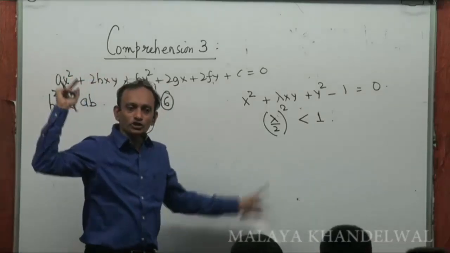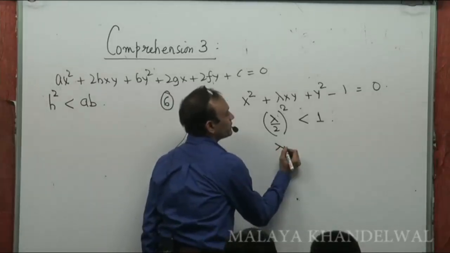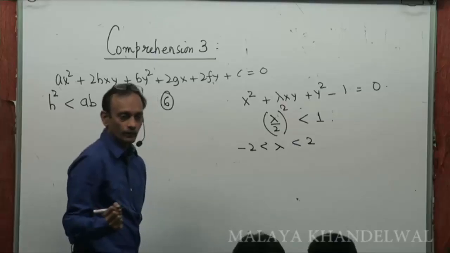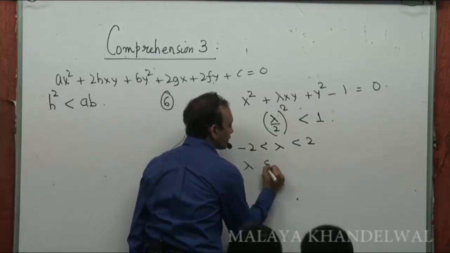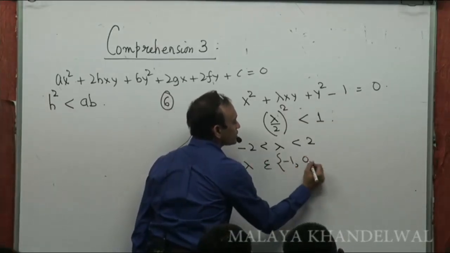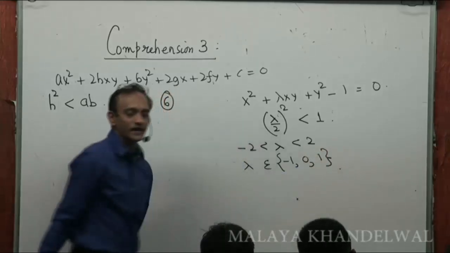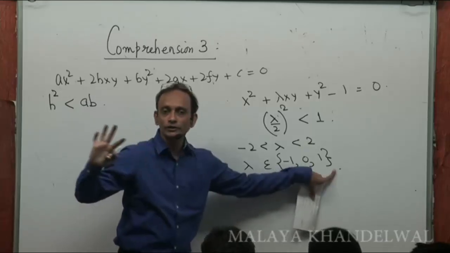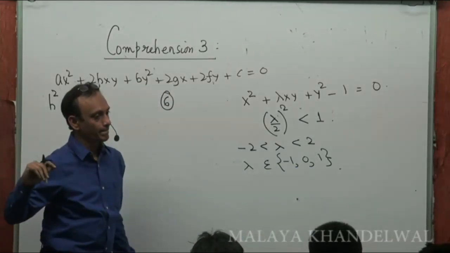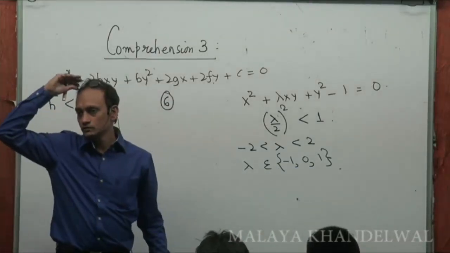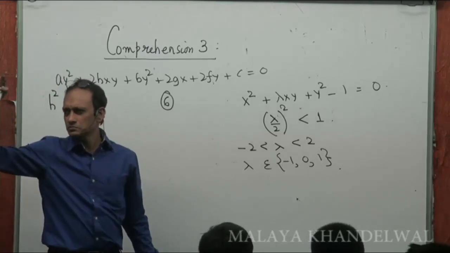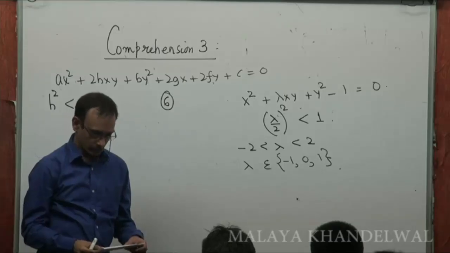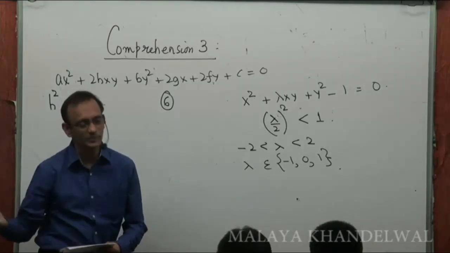Such must be lambda for it to represent an ellipse. So lambda squared must be less than 4, lambda must be less than 2 and greater than minus 2. So the integral values of lambda must be minus 1, 0, 1. These are the integral values of lambda then. 3 integral values of lambda. Therefore, only 3 integral values of lambda for which this could happen. Right? So n integral values means n must be 3.